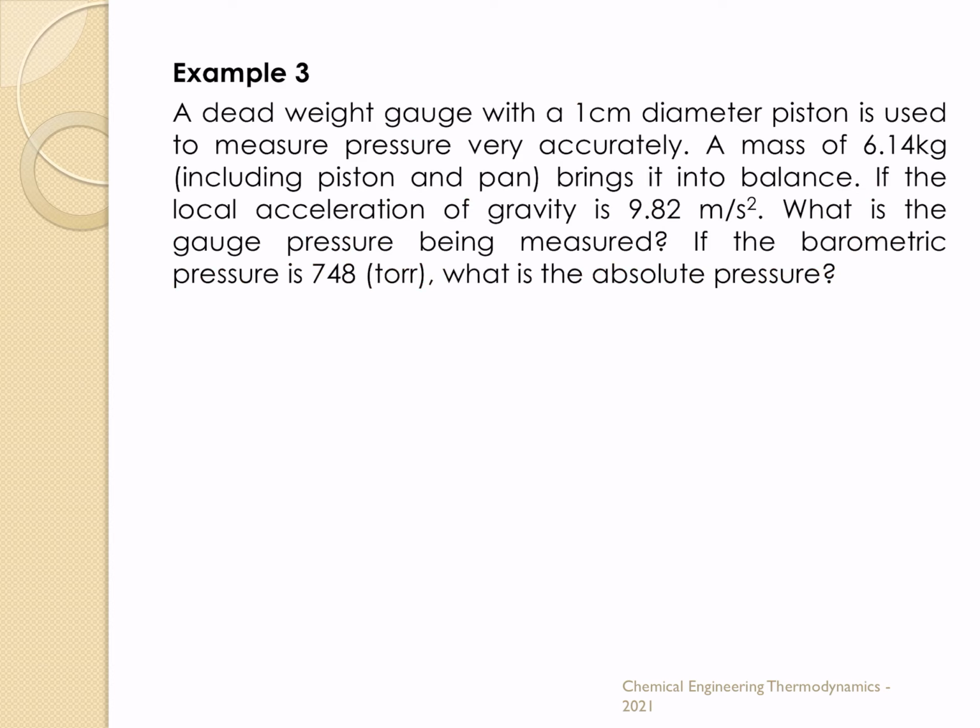Example 3. A dead weight gauge with a 1 centimeter diameter piston. So take note of that: D equals 1 centimeter. Every unit provided counts. To measure pressure very accurately, a mass of 6.14, that's for the piston and the pan. So we have m equals 6.14 kg.